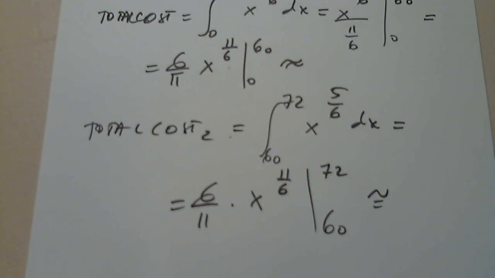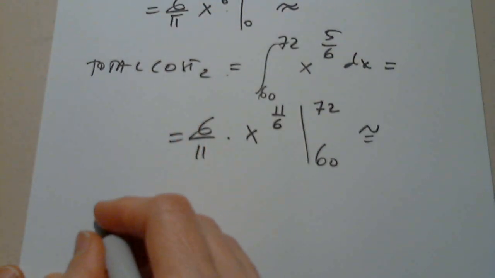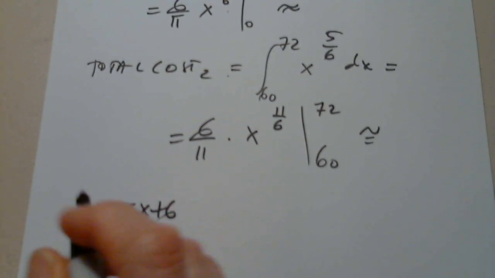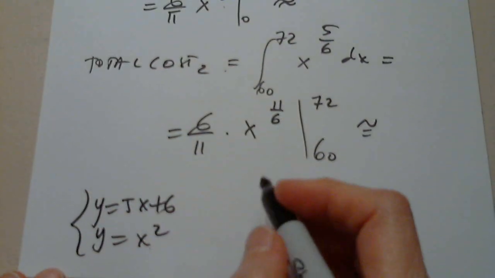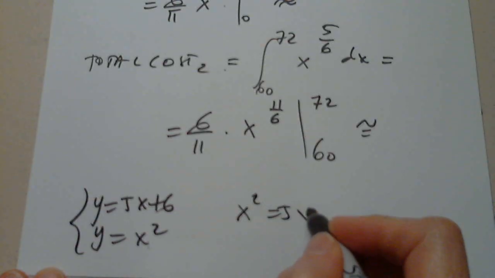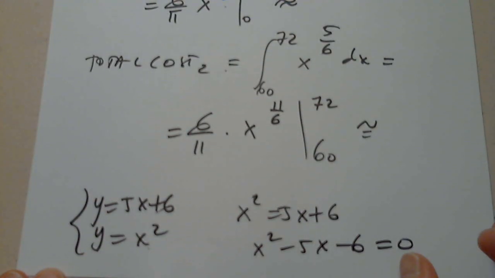Find the area of the region bounded by the graphs of the given equations. Can we do this one? Yes. So here we have y equals 5x plus 6, and we have y equals x squared. And we have to find the area. We have to find the point of intersection, meaning we have to set the two y's equal to each other. X squared equals 5x plus 6 means x squared minus 5x minus 6 equals 0.